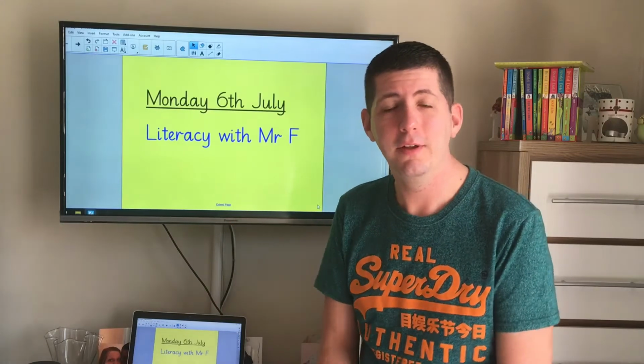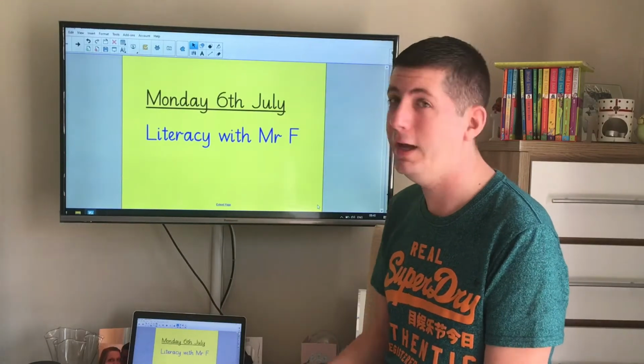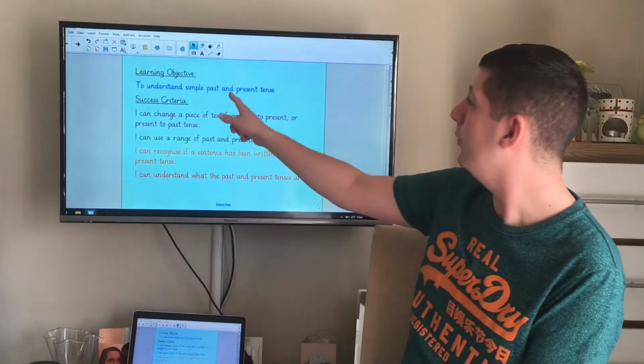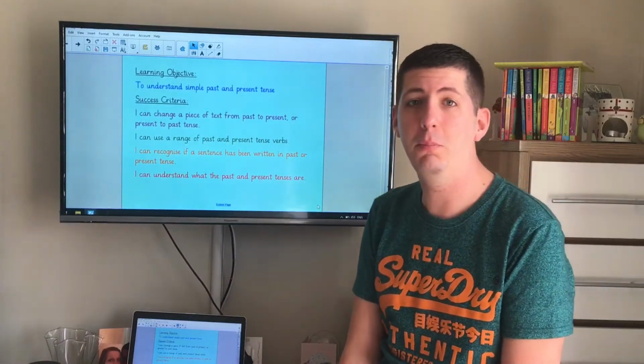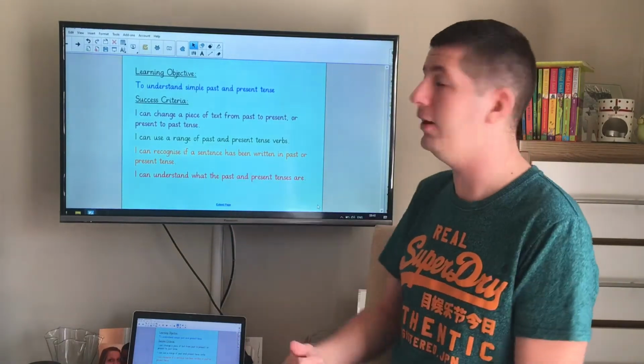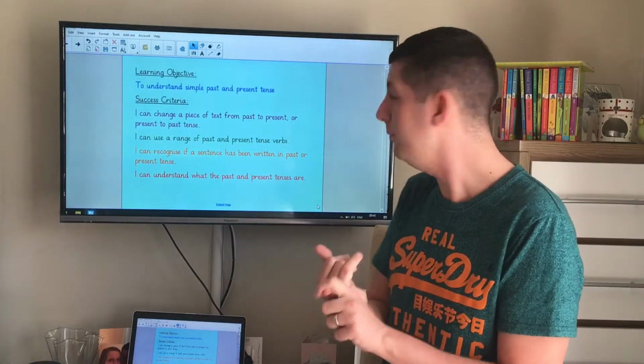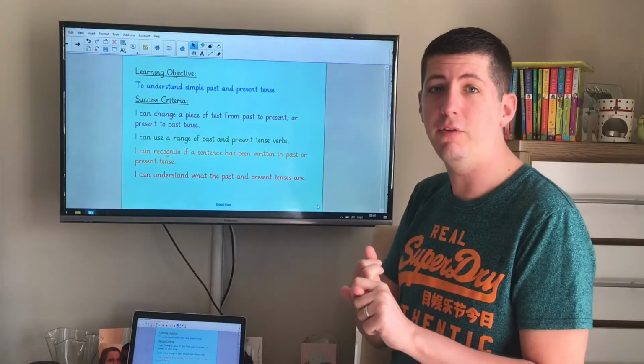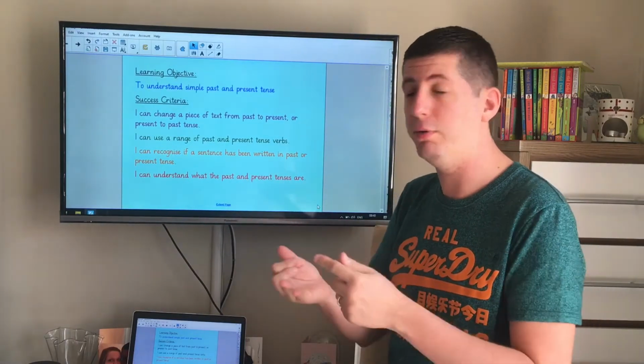Hi there everyone. Today in our literacy lesson we are going to be looking at tenses. So our objective is to understand the simple past and present tense. To be successful in today's lesson we're going to see if we can understand first of all what the past and present tense are. We're going to see if we can recognise whether a sentence has been written in the past or the present tense.